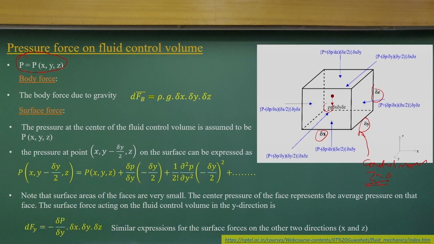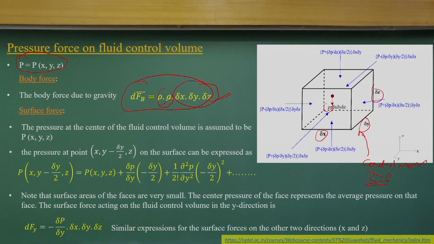So we can have two force components. One is the surface force component, another is the body force. The body force will be the unit weight multiplied by the volume of the control volume, which is delta x, delta y, delta z. The unit weight is rho g, where rho stands for the density and g stands for acceleration due to gravity. Now, over this control volume, pressure acts, and as Pascal's law says, pressure acts normal to the surface.